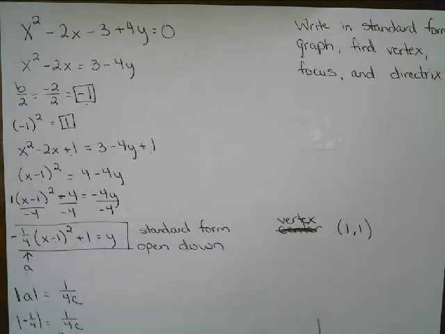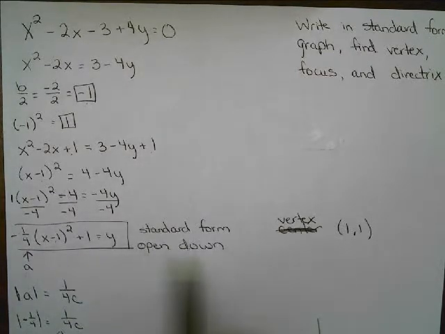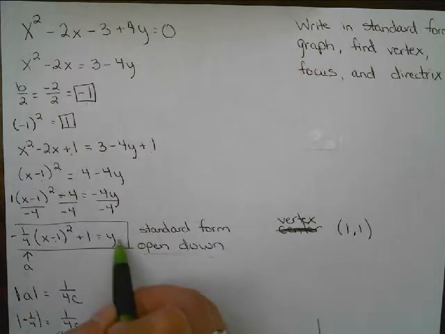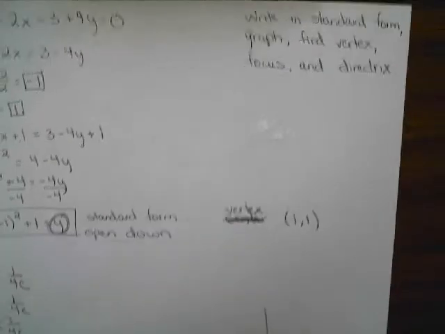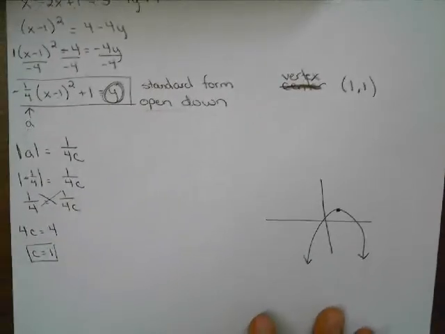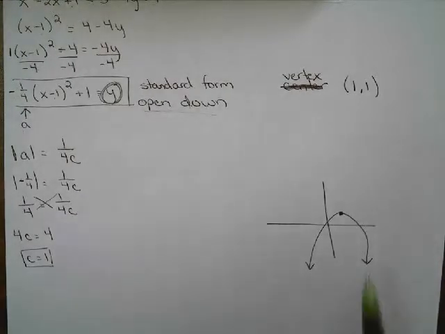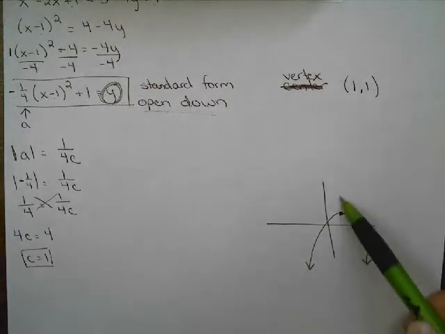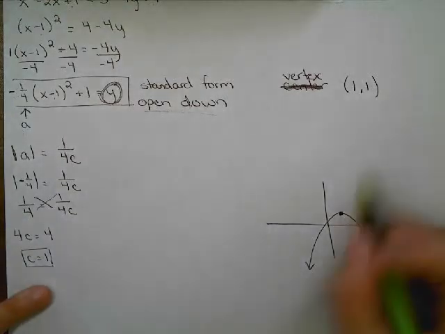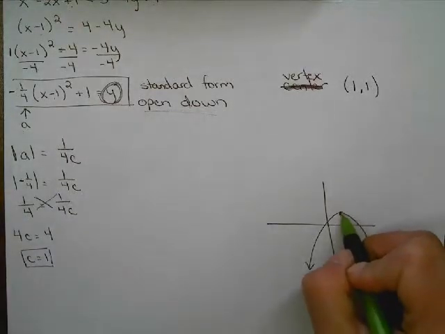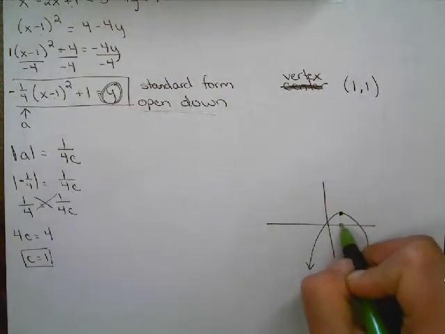That means I'm just going to move up and down 1, or left and right 1, to get my focus and my directrix. Since my parabola is opening down, and it's a y equals equation, that means my focus and my directrix has to be on the y-axis here. So I'm going to move according to the y's. So my focus has to be inside here. So if I'm at 1, if I have to be inside, I have to subtract 1. 1 minus 1 is 0.